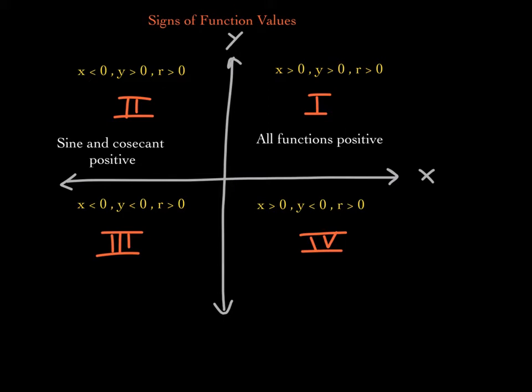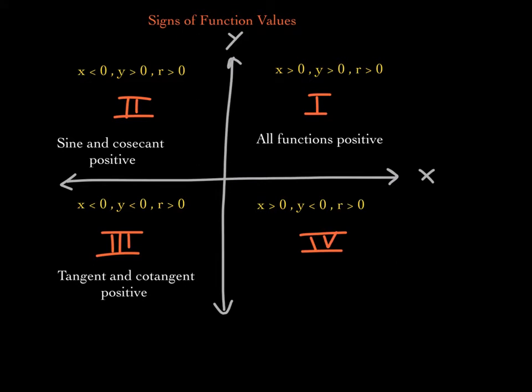Now in quadrant 3, cosine is going to be x over r. Cosine is going to be negative over a positive. So cosine's negative. That means secant's also negative. Sine will be y over r, something negative over something positive. So sine is negative. That means cosecant, its reciprocal, will also be negative. Tangent is y over x, a negative over another negative. That's positive. If tangent's positive here, then so is cotangent. So tangent and cotangent are the only functions whose values are positive in quadrant 3.